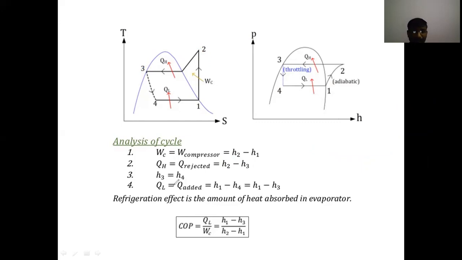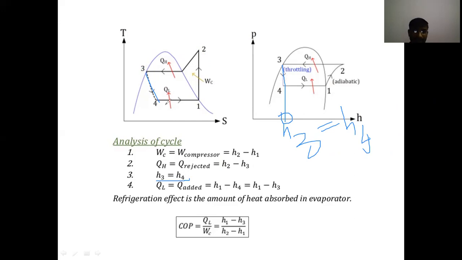Okay. Then H3 equal to H4. During this process, the enthalpy remains constant. H3 equal to H4 is represented in a TS diagram as a curved dotted line, but in a PH diagram it is a vertical dotted line. That is H3 equal to H4 at this place. It is also called the isenthalpic process.